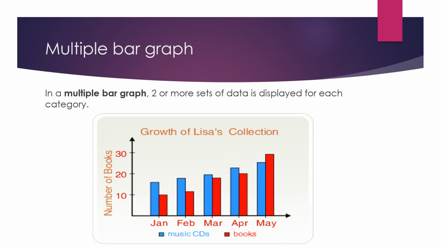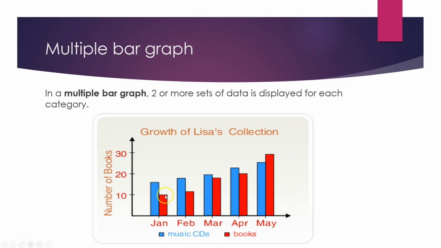Our last popular type is multiple bar graphs, and this is where two or more sets of data are displayed for each category. So this is really good for categorical data. It's the same thing as a regular bar graph, except we may be tracking more than one thing for our categories. In this case, we are looking at Lisa's collection of music and books. Over time, we see that in general, we have a growth for books, a growth for music. So it looks like maybe she's getting a bigger budget here.